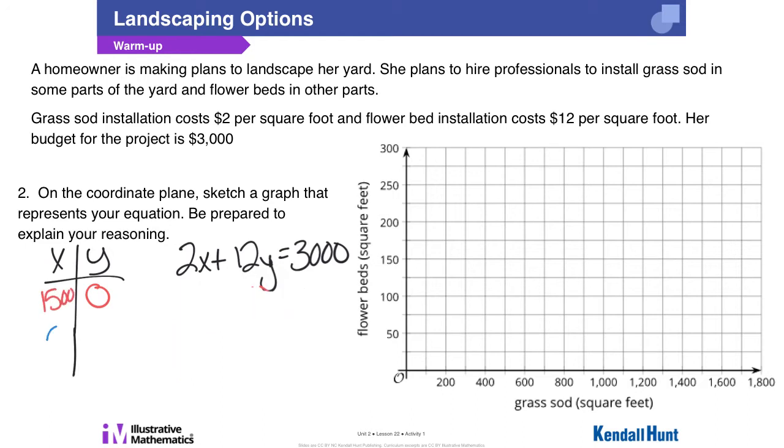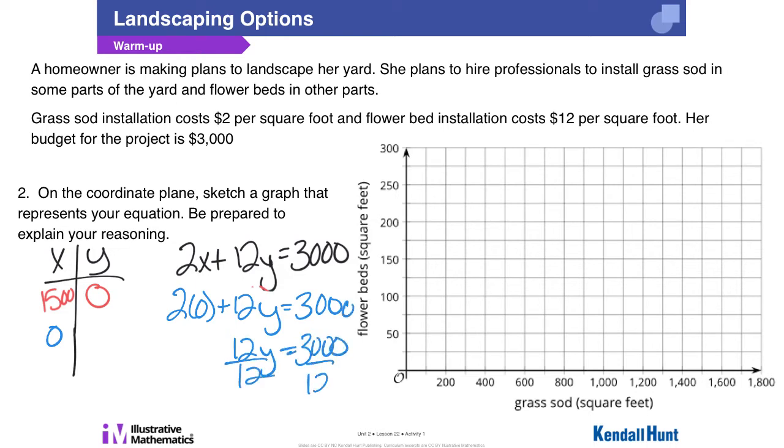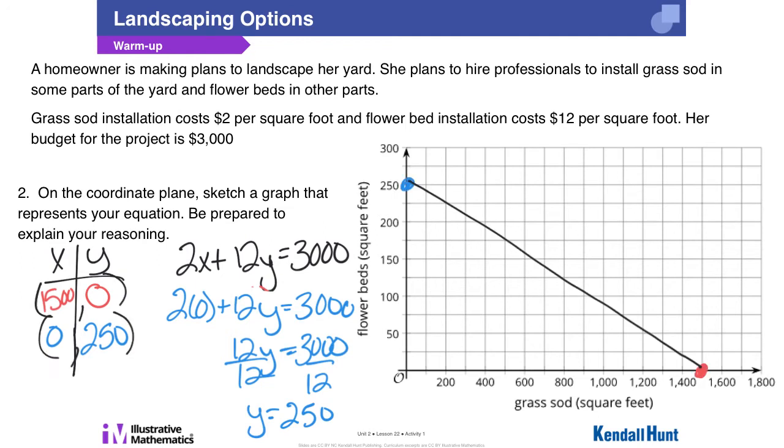The next thing I'm going to pick is 0 for x, and just see if I can get a number that works out nicely. And that would end up being 12y equals 3,000. Divide both sides by 12. I get y equals 250. And so now I have my two coordinate points right here. These just become xy coordinates that I can plot on the graph.